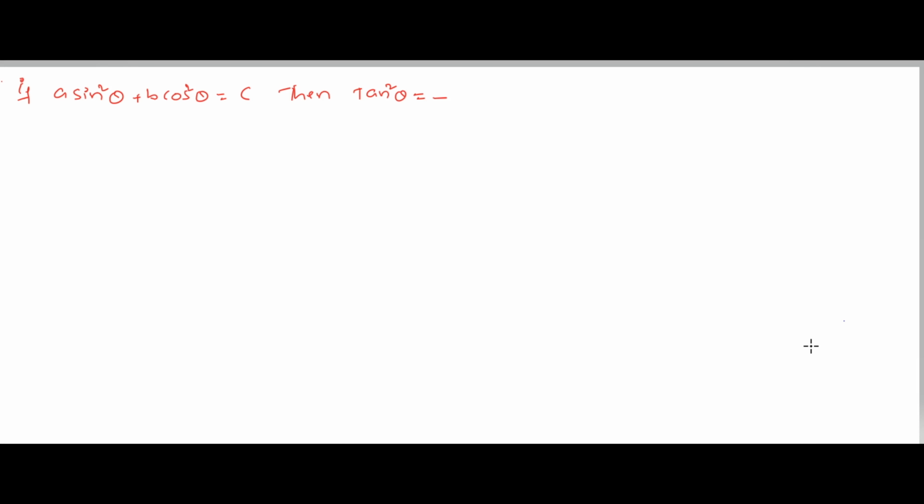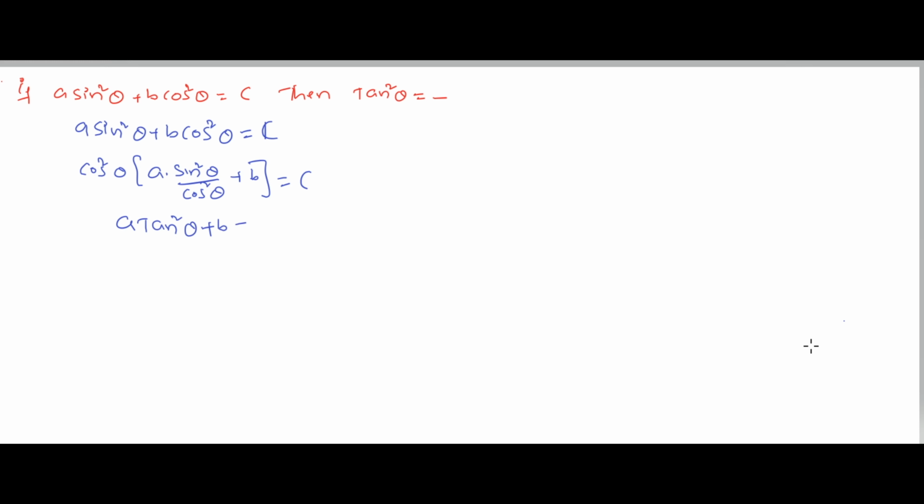If a sin square theta plus b cos square theta is equal to c, then the value of tan square theta is dash. Here the given equation is a sin square theta plus b cos square theta is equal to c. So take cos square theta common, that is a into sin square theta by cos square theta plus b is equal to c. This is a tan square theta plus b is equal to c by cos square theta, that is c into secant square theta.